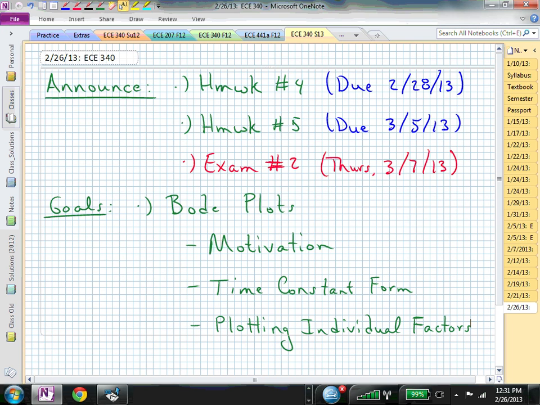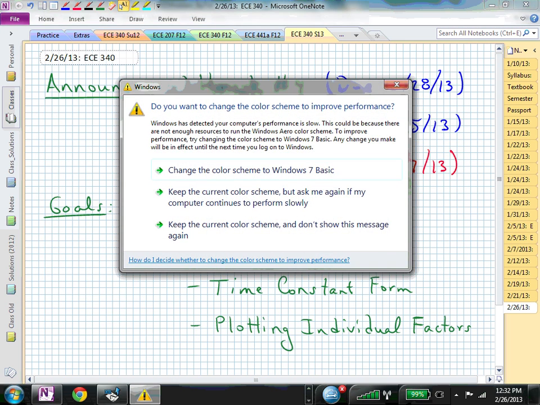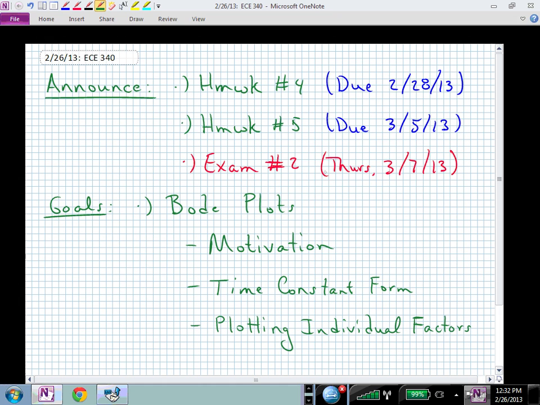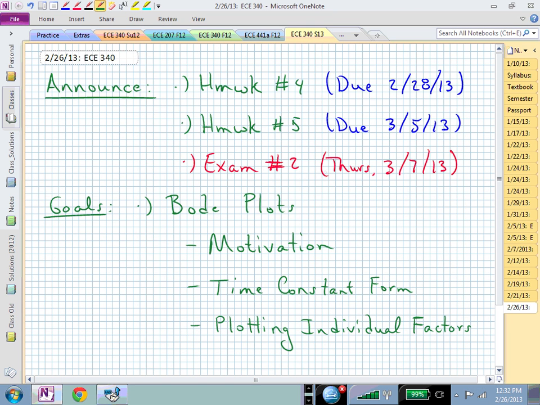And that's going to be on some more Laplace transforms, but in particular Bode plots. And I want to make sure that we're all comfortable with Bode plots. For that purpose, today what I want to do is try to motivate Bode plots, discuss what we mean when we say we have a transfer function in time constant form or pole zero form, and then we'll look at plotting individual factors and then putting all of that together to create the entire Bode plot.